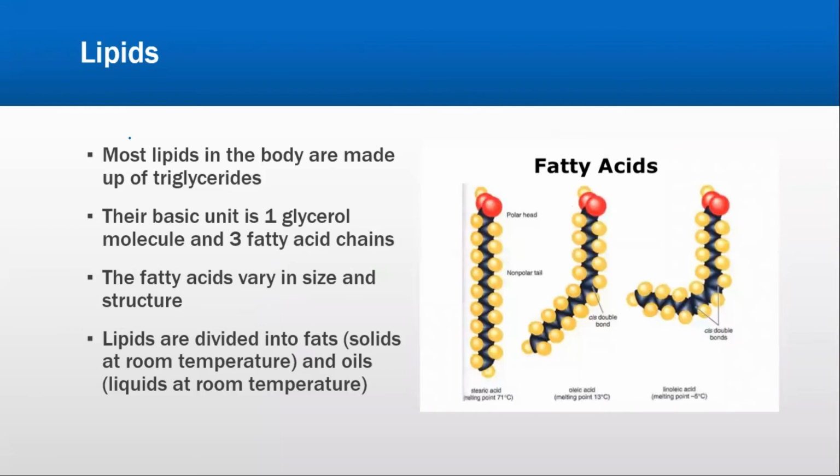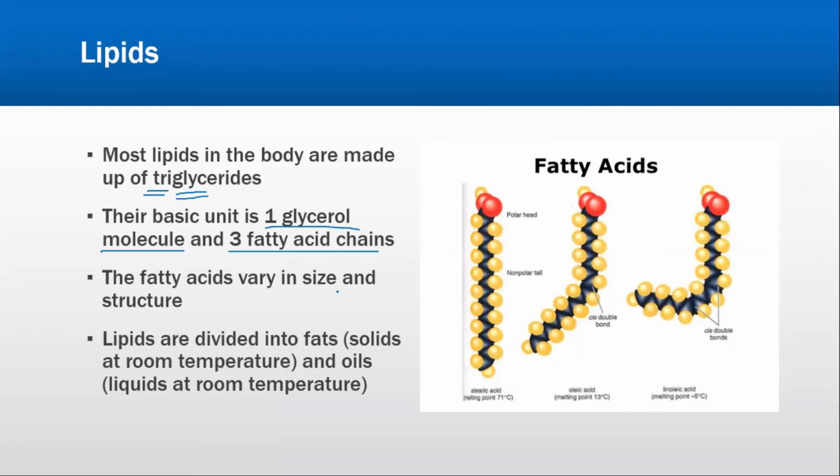The third group in your biological molecules is lipids. Lipids हम fats को भी कहते हैं. Now most lipids in the body are made up of triglycerides. ट्राइग्लिसराइड्स का क्या मतलब है? ट्राई मीन 3, glycer means glycerol molecule, and ides mean chain. Their basic unit is one glycerol molecule and three fatty acid chains.